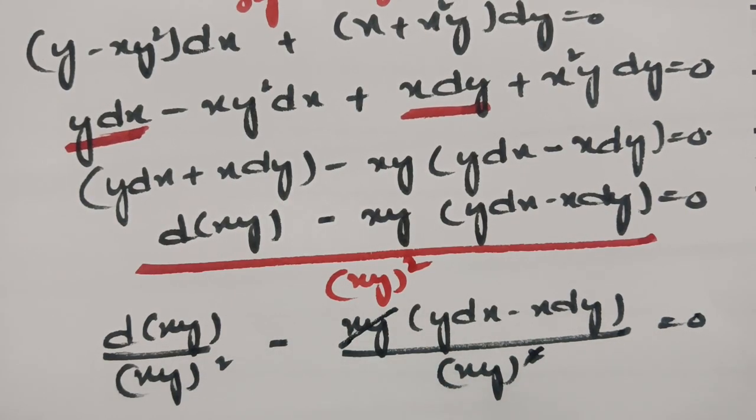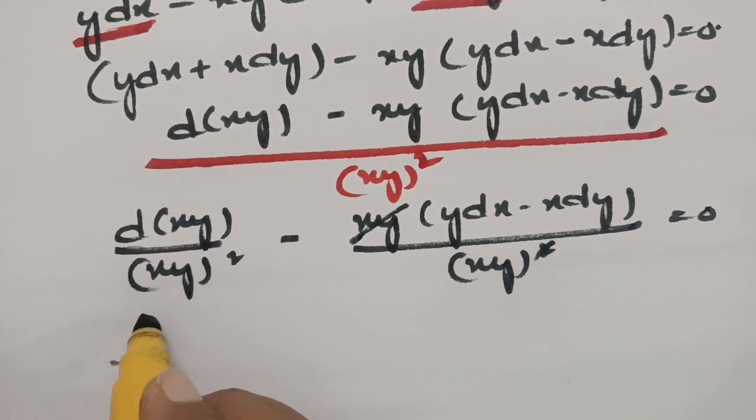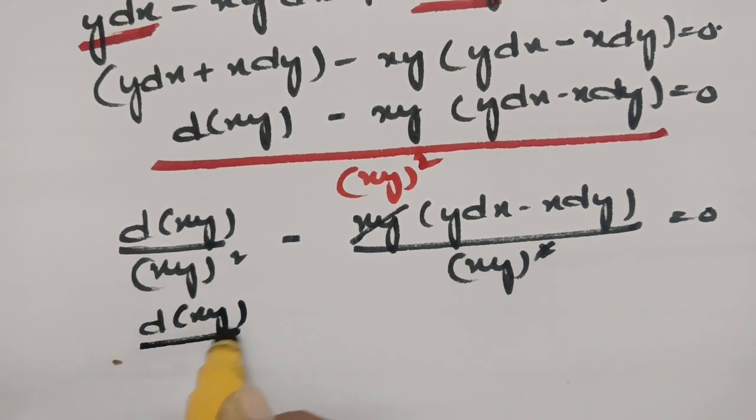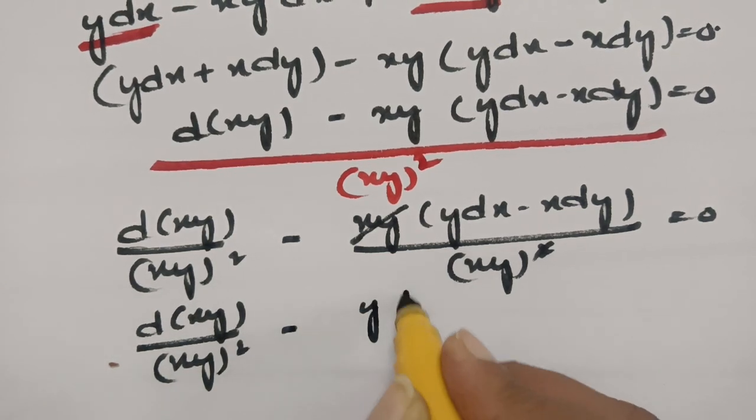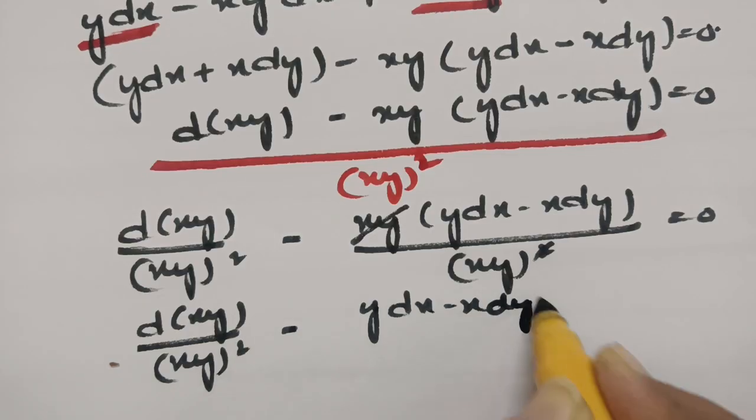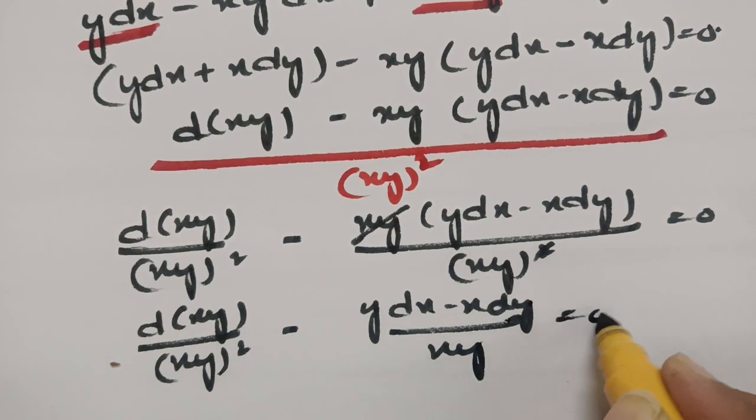If I cancel this one time, see what remains here. This will be the derivative of xy by xy whole square minus y dx minus x dy by xy is equal to 0.